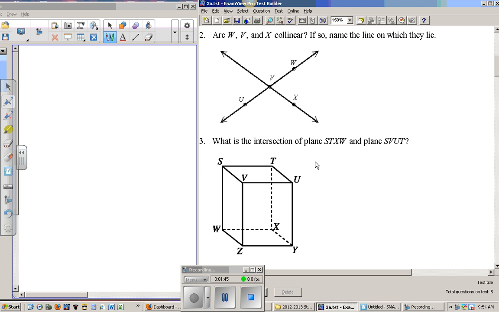Number 3, what is the intersection of plane S, T, X, W and plane S, V, U, T? Notice we're looking at the back side, S, T, X, W, and now we're looking at the top. We want to know the intersection of the back side and the top side. Recall that the intersection of 2 planes is a line. So number 3 would be line ST. Line ST. A line is the intersection of 2 planes. So where 2 planes intersect, it is a line.